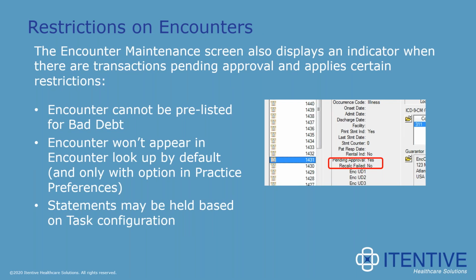You also can't pre-list it for bad debt if there's a transaction approval pending. And remember, depending on your practice preferences, you might not even be able to see this encounter in the lookup. As I showed you earlier, if you don't have that option selected and you aren't looking for pending transactions, it won't even be available.